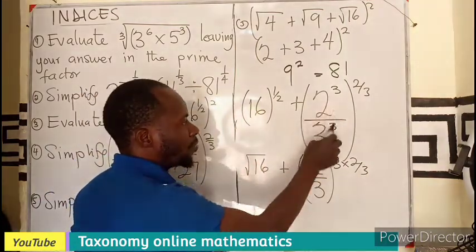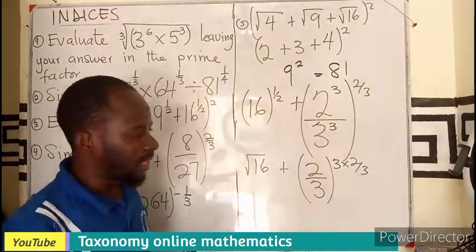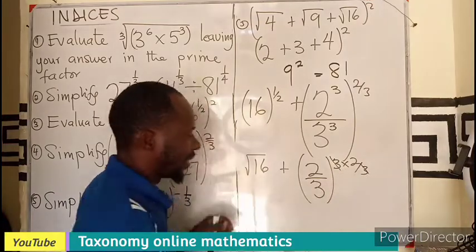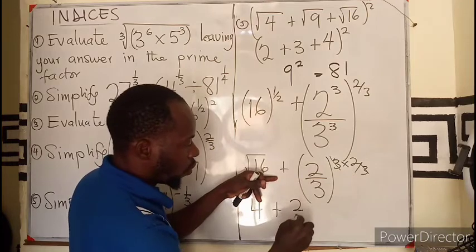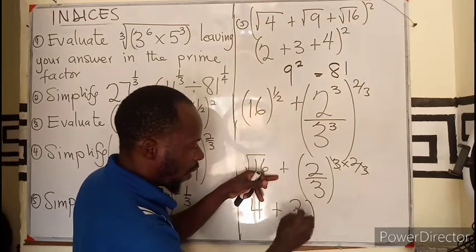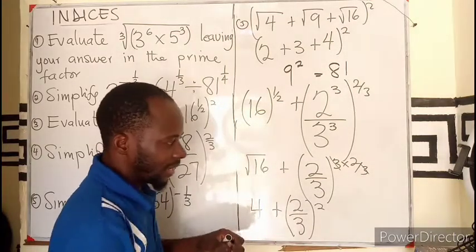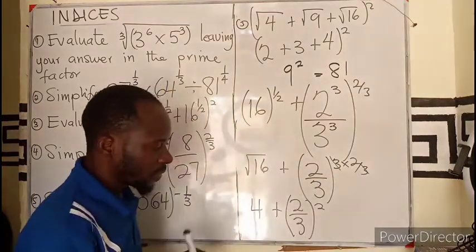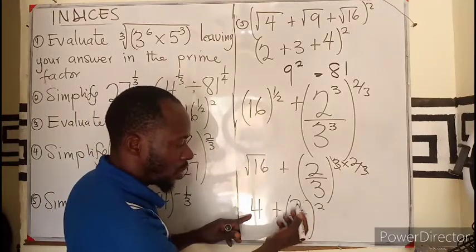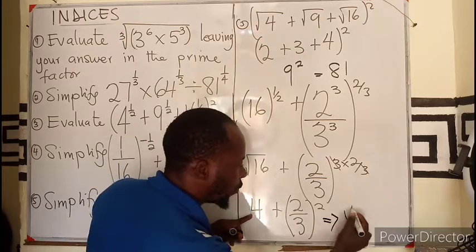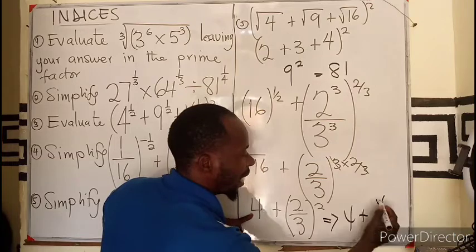This is a common power, so it becomes 1. Then we still bring our power by multiplication. Then we know this will cancel this. I'll have 4 plus 2 over 3 exponent what? 2. You see that? This will cancel, so we are left with 2. What will I do? The 2 will be distributed on the top and down. So 4 plus 4 over 9.